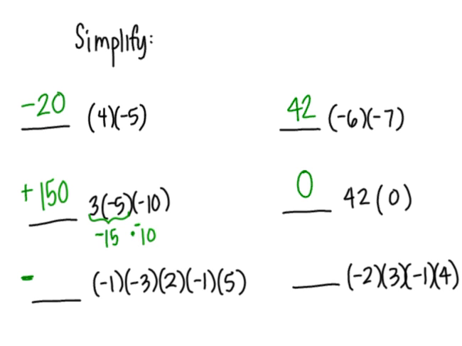So all I have to do now is multiply my numbers across. So 1 times 3 would be 3. 3 times 2 would be 6. 6 times 1 would be 6. And 6 times 5 would be 30. So my result is a negative 30.